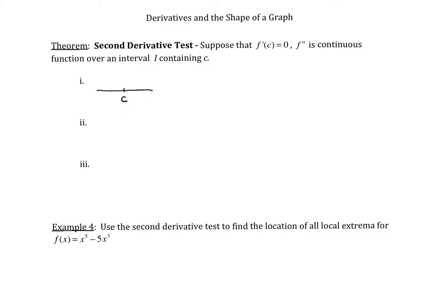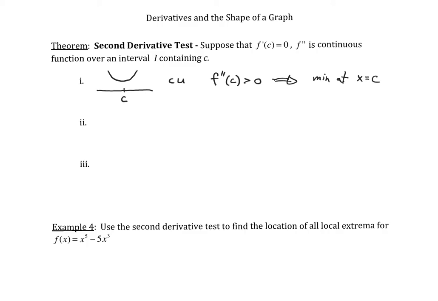And let's say that at that critical point, your second derivative is positive. In other words, the situation is concave up, and your second derivative evaluated at C is greater than 0. That means your function is going to have a minimum at x equal to C.